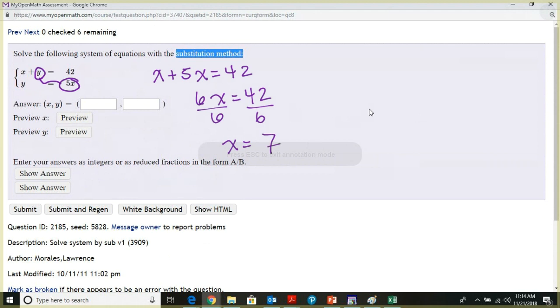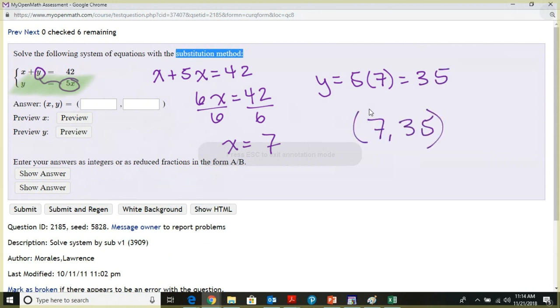So now that you have that, just plug it back into either equation. I'm just going to plug it into the one that's already solved for y. So y is equal to 5x, which is 35. So our point then is (7, 35).